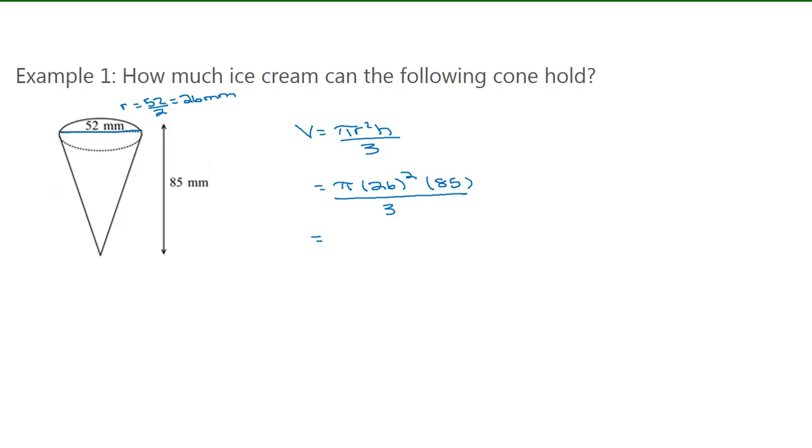So now putting that in the calculator, I get 60,172.0 millimeters cubed. So let's write that the cone can hold 60,172.0 cubic millimeters of ice cream.